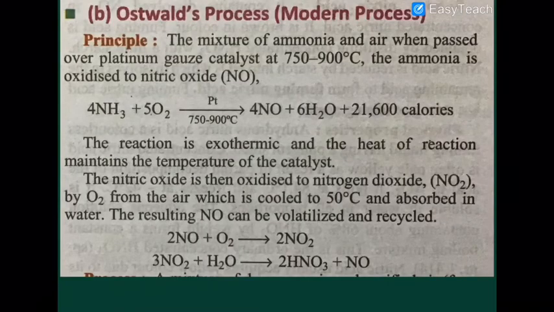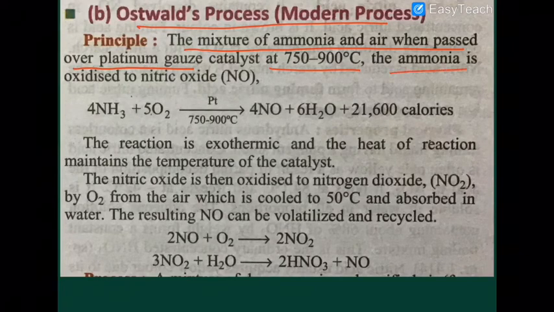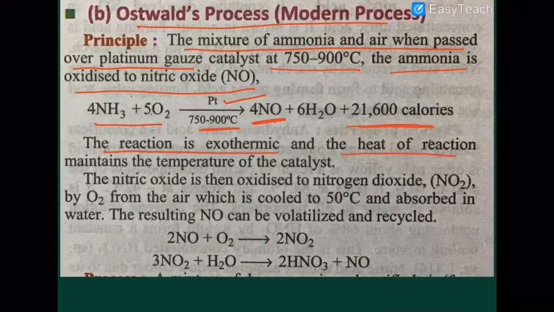First we look at the Ostwald process. A mixture of ammonia and air is passed over platinum gauze at about 700 to 900 degrees Celsius, and the ammonia is oxidized to nitric oxide. Ammonia reacts with oxygen in the presence of platinum at this temperature and NO is produced. A lot of heat is produced, so the reaction is exothermic and the heat of reaction maintains the temperature of the catalyst.